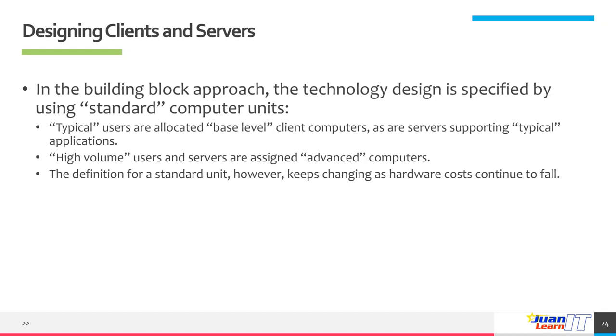Next, how about designing clients and servers? The idea behind the building block approach is to specify the needs in terms of some standard units. Typical users are allocated the base level client computers, supporting typical applications. Users and servers for applications needing more powerful computers are assigned advanced computers, or specifications. As the specifications for computers rapidly improve and cost drops, usually every 6 months, today's typical user may receive a type of computer originally intended for the advanced user when the network is actually implemented. And the advanced users may end up with a computer not available when the network was designed.